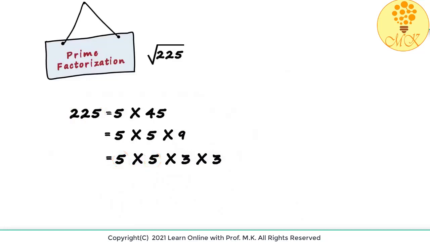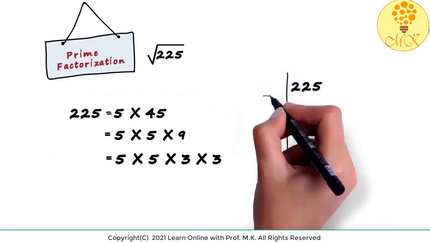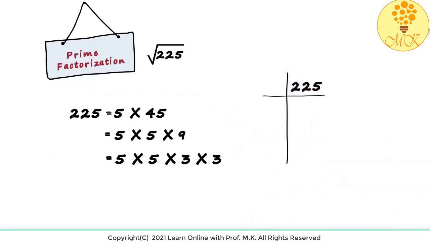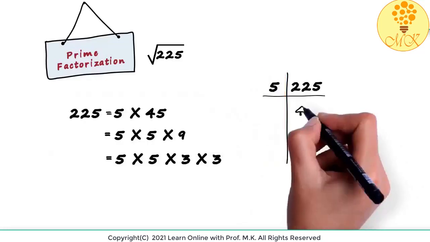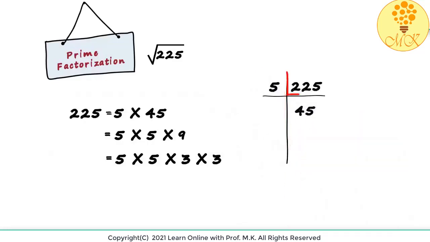This was simple, but is it the quickest way? No. Let's look at a quicker way. We write 225 like this and draw 2 lines here, like this. 225 is divisible by 5, so we write a 5 here. We just write the prime factors in this column. 5 multiplied by 45 gives us 225. 45 is not prime, hence we continue with this process.